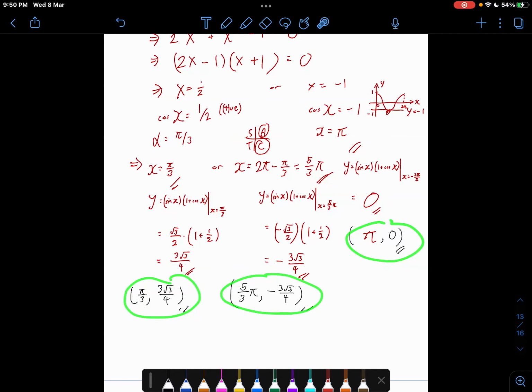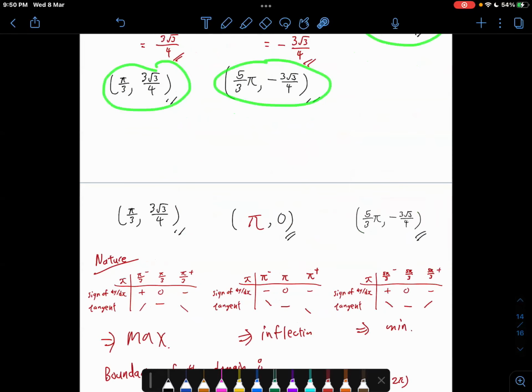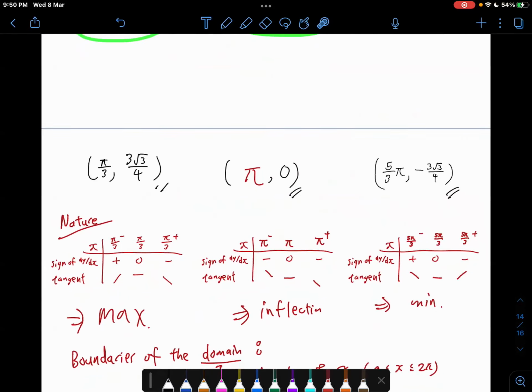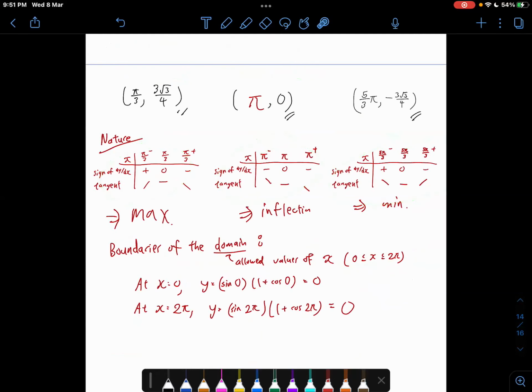Table, yes. So that's exactly what I did next. Just copy it down for neatness. 3 stationary points, 3 tables. Painful or not, this question? I wrote out all the solution for you. Please go and read, and try again on your own. So anyway, you get a maximum point, inflection point, and minimum point. Okay, and that's it.